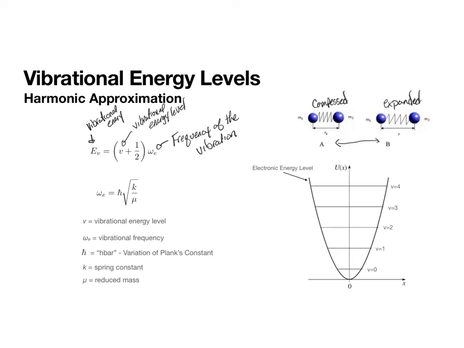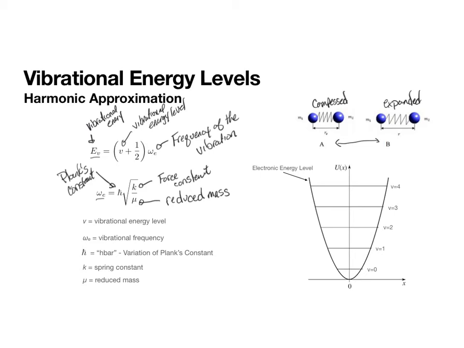And omega E has a way of calculating. K is the force constant. Mu is the reduced mass. H bar is a version of Planck's constant. We factor in 2 pi into it to make it easier on our equations, but it's a version. And so with this, we can get the omega E and the energy of vibration.